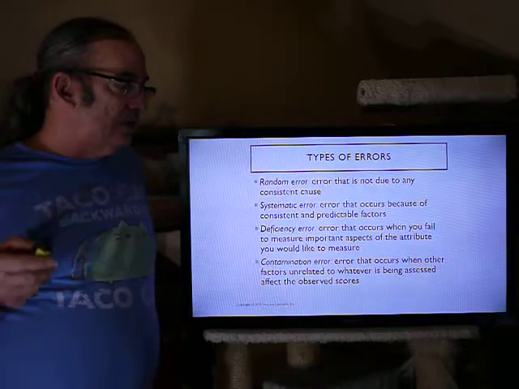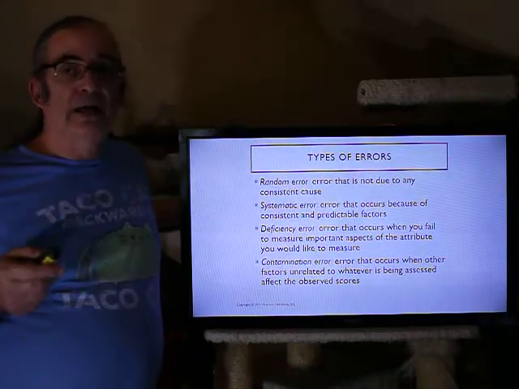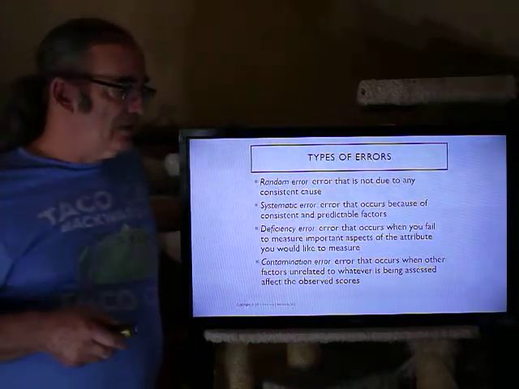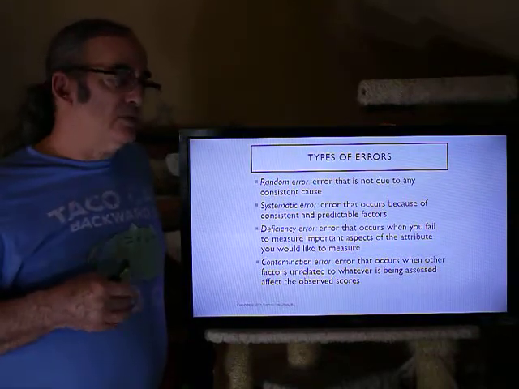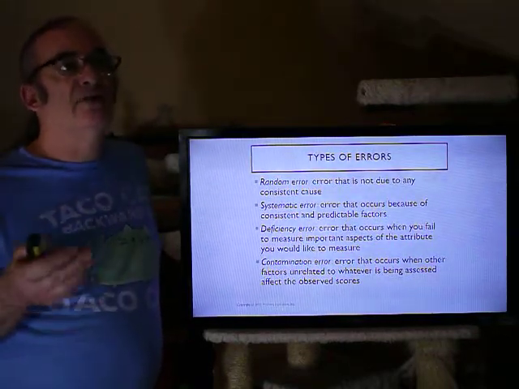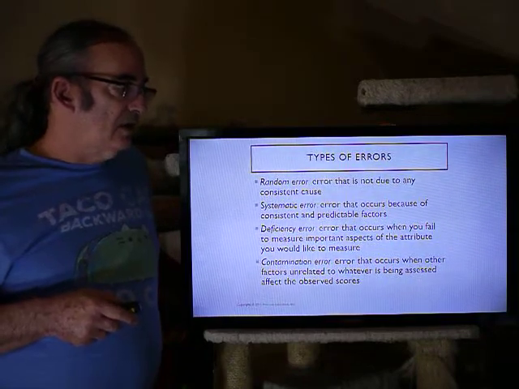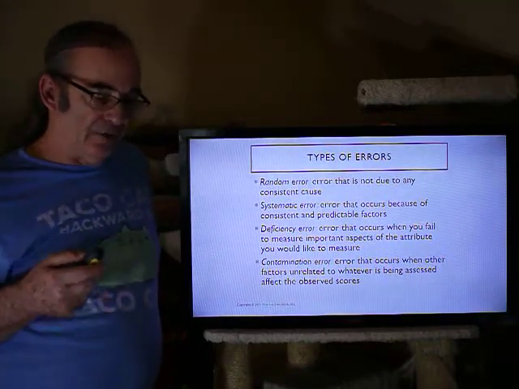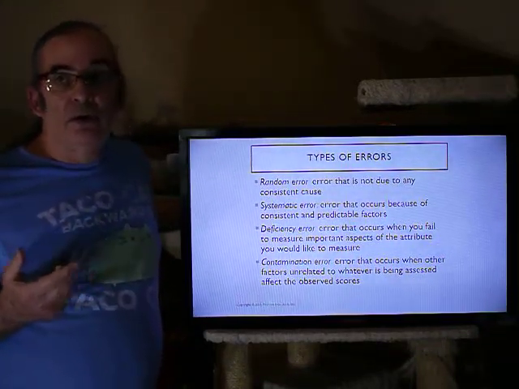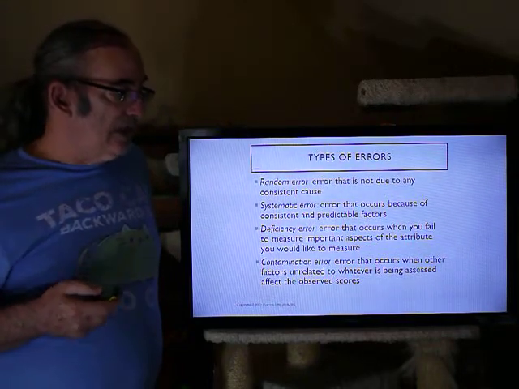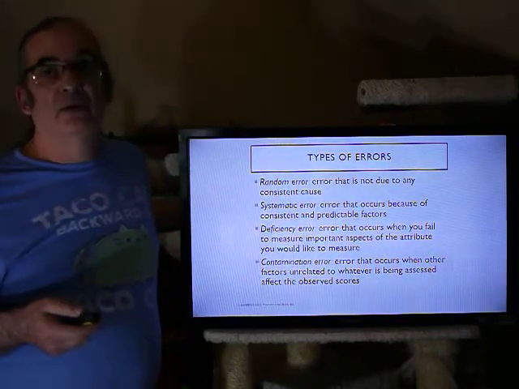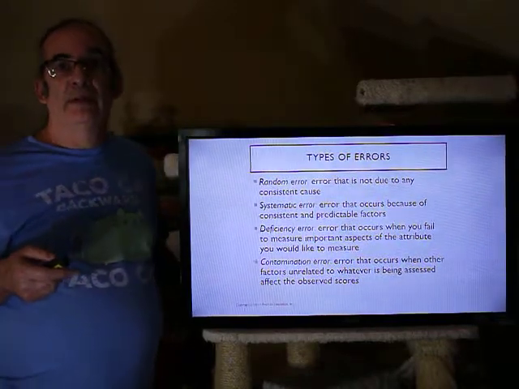Deficiency errors, when you fail to measure important aspects of the attribute you'd like to measure, as we discussed earlier. And then contamination error, right, is when you're measuring things that have nothing to do with the construct of interest. So we have to be aware of the type of errors. Of course, random error is the one error that we can't control, and that's just random variability.